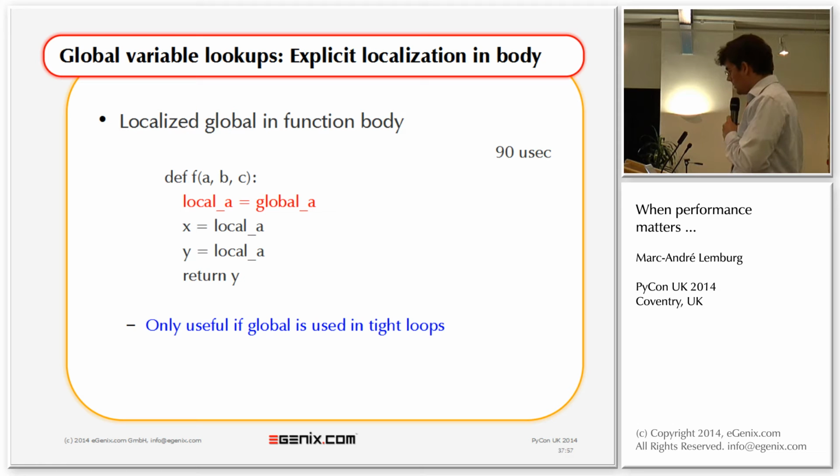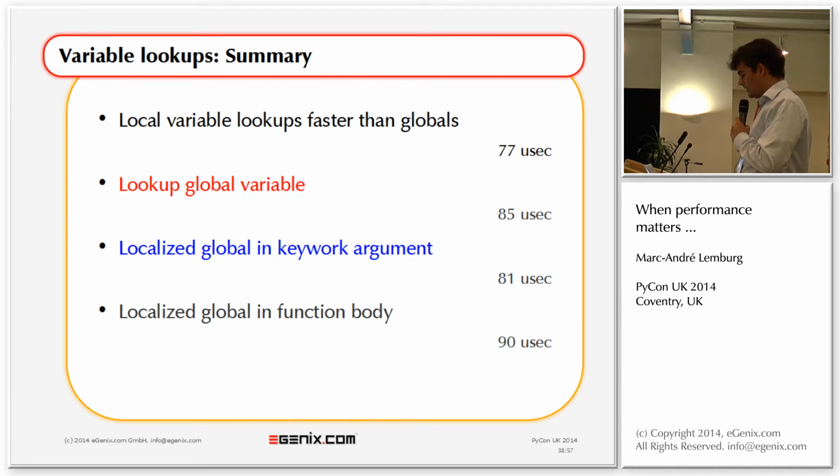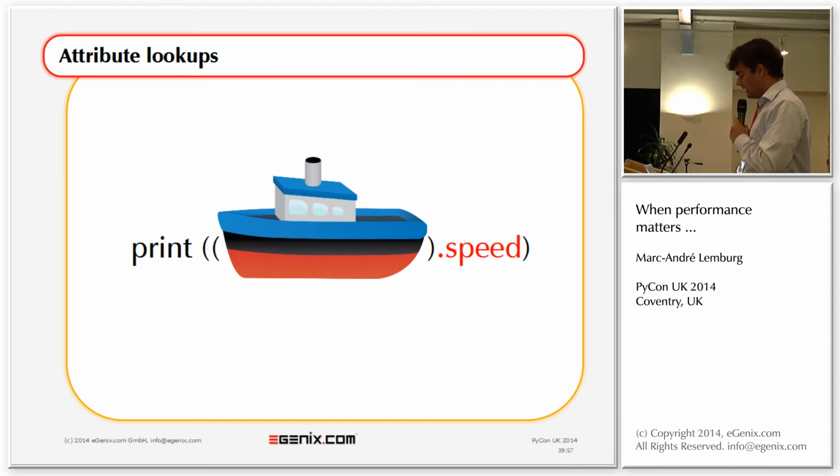Then there is an approach to localize the global in your function. And as you can see here, it uses 90 microseconds, so it's slower if you just use it a few times. If you have a tight loop in there, then this makes a lot of sense. So for example, if instead of just using x equals local a, if you had a for loop in there using that global, then doing this does make sense. So you can try to use that. So these are the timings for the various lookups. If you can, use a local. I think that's what you can take away from that.